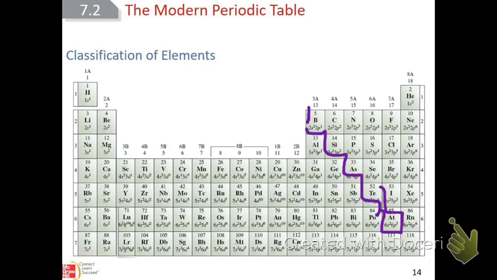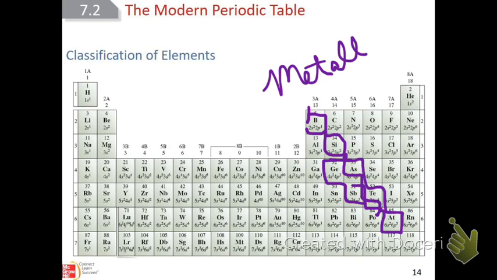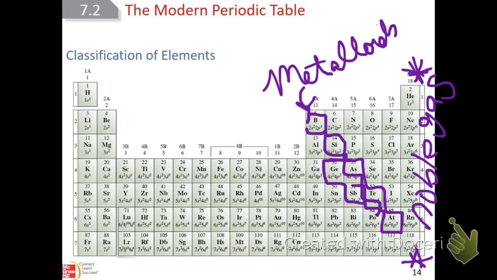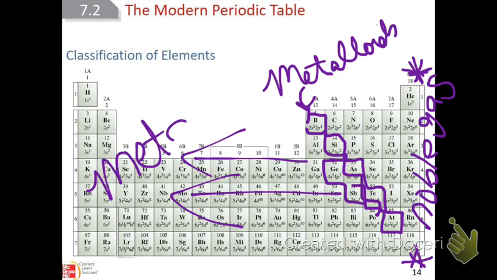These few elements right here, that I've done in purple, are your metalloids. Remember, they have properties of both metals and nonmetals. This group right here, very important, probably the most important group on the entire chart. These are your noble gases. Okay? Then all of these that are to the left are all your metals. All of them are all metals.